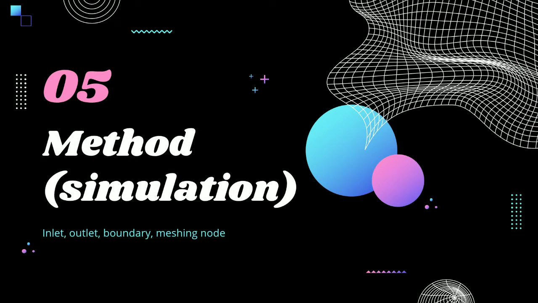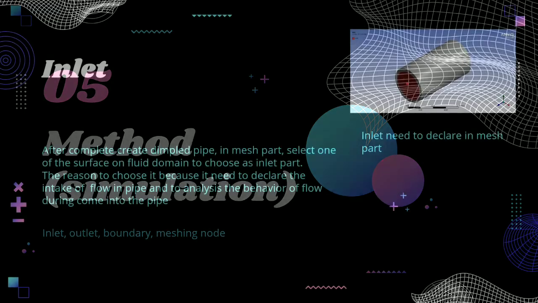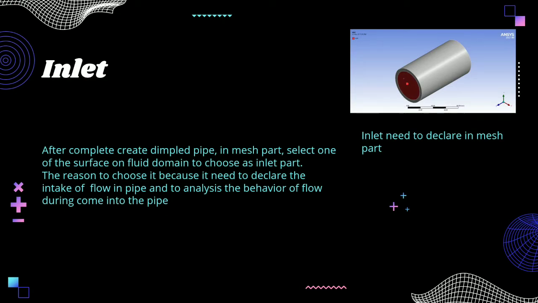Part 5 is the simulation method for the inlet, outlet, boundary, and meshing node. For the inlet, after completing the dimple pipe in the mesh pipe, select one of the surfaces on the fluid domain to choose as the inlet pipe. The reason to choose it is because it needs to declare the intake of flow in the pipe and analyze the behavior of the flow when the water comes into the pipe.